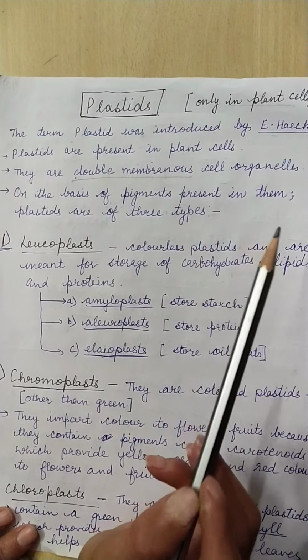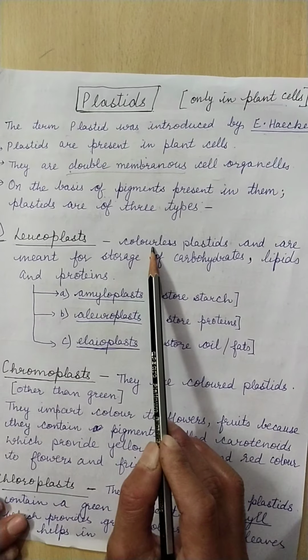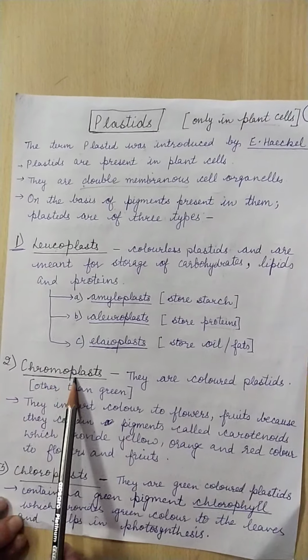One are the leucoplasts. These leucoplasts are the colorless plastids and they store carbohydrates, lipids and proteins. Those leucoplasts which store only the starch or the carbohydrates are known as amyloplasts. Those leucoplasts which store the proteins are called aleuroplasts, and those leucoplasts which store oil and fats are called elaioplasts. Second type of plastids are the chromoplasts.